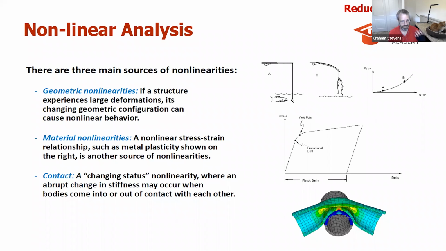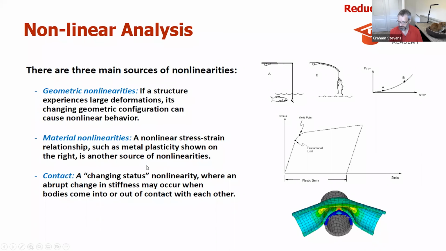And in terms of speeding up analyses and reducing complexity, one of the major focuses is on nonlinear analysis. And there are three main sources of nonlinearities. One of them is geometric nonlinearities. So if a structure experiences large deformations, then it's changing its geometric configuration, and that can cause nonlinear behavior. So if you imagine a fishing pole that's getting pulled 180 degrees as you're yanking on the fish, that is an example of a geometric nonlinearity where the deformation is just really high in the geometry.